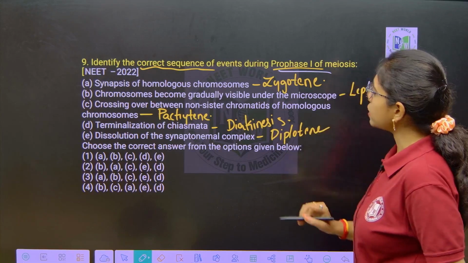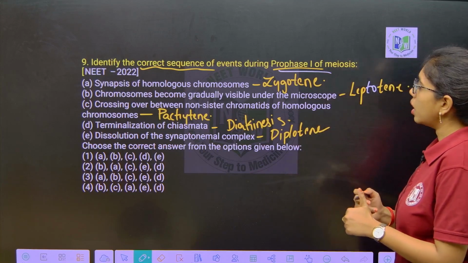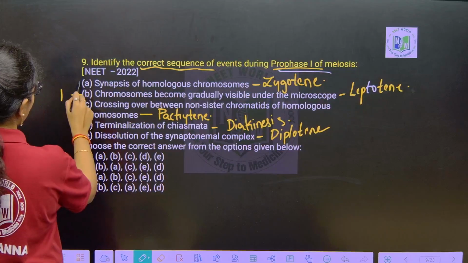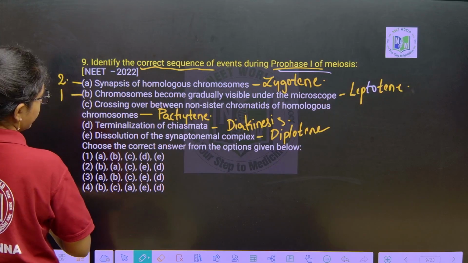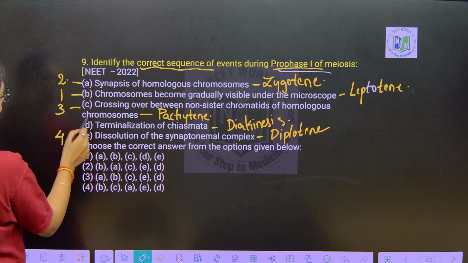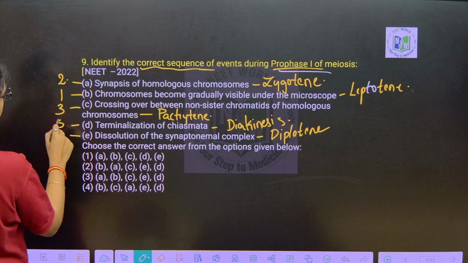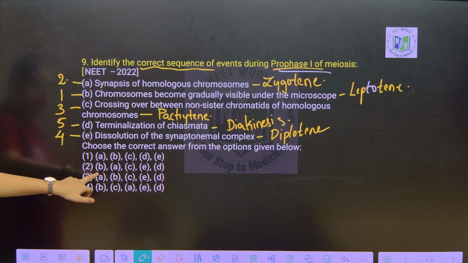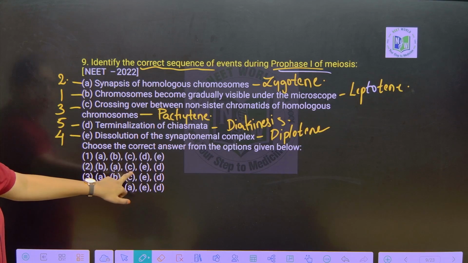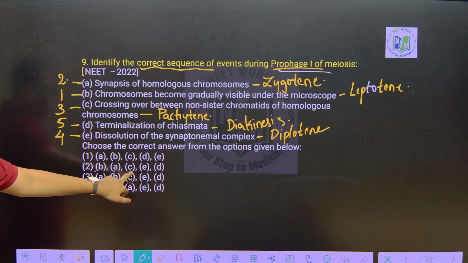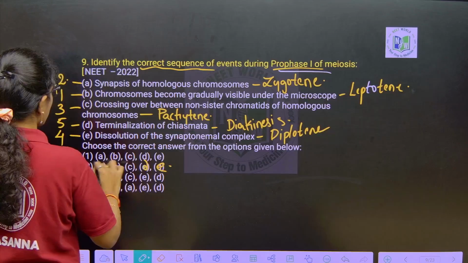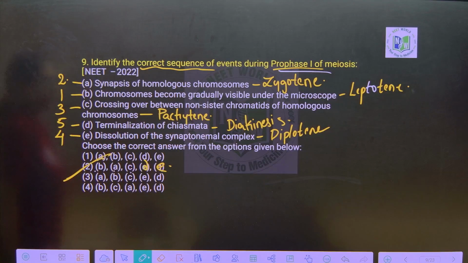Now you tell me the sequence. First is leptotene, that is B, which will be 1, then zygotene A will be 2, then pachytene C will be 3, then diplotene E is 4, and diakinesis D is 5. First B followed by A followed by C followed by E and D. So here option 2 will be the right answer.